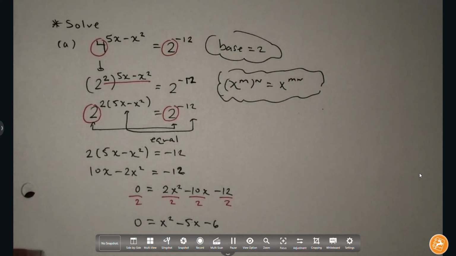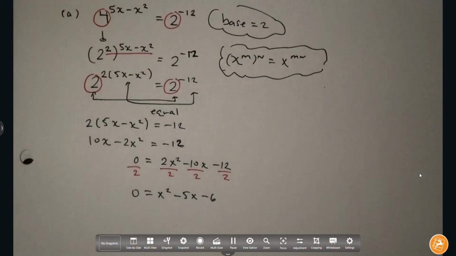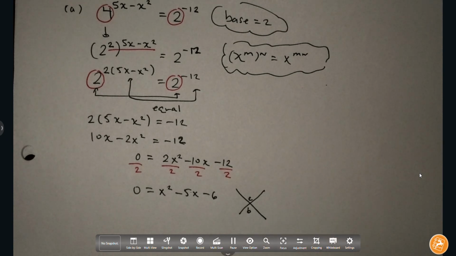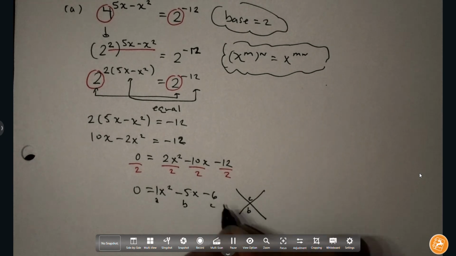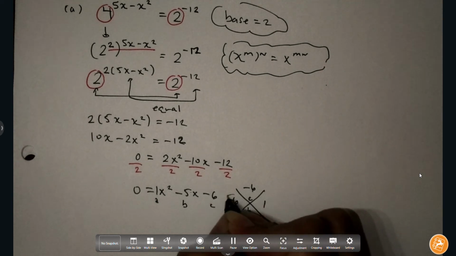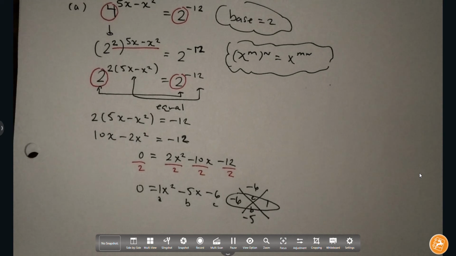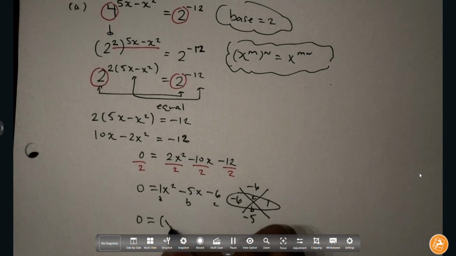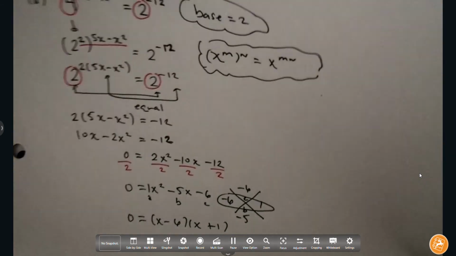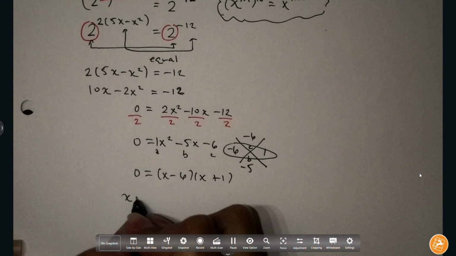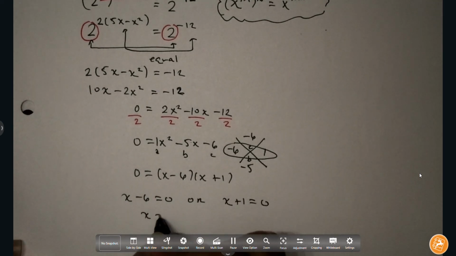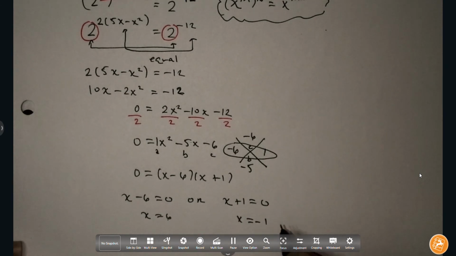And then the moment of the hour: is this factorable? I hope so. We want factors of c that add up to b. Factors of -6 that add up to -5. If we take our time, the factors are -6 and 1, so that gives us 0 equals x minus 6 times x plus 1. Then we take each factor and set it equal to 0. Either the first factor equals 0 or the second factor equals 0. That gives us the solutions of 6 and -1.